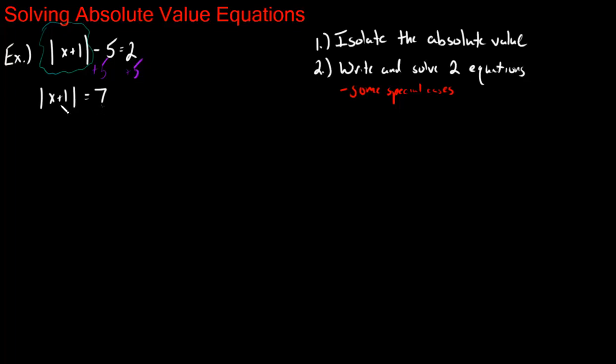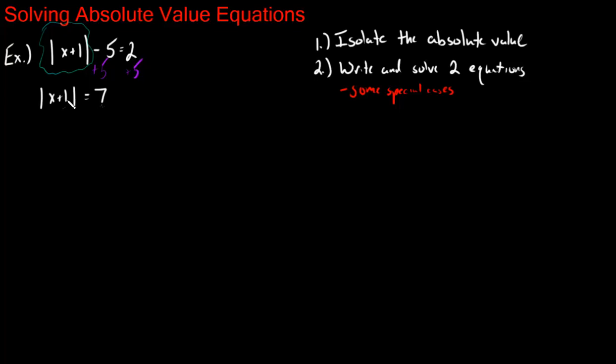I know it's plus 1 in here, but we actually use the opposite sign. So what this is saying is what number or numbers are 7 away from negative 1 on the number line. And that's why the absolute value always spits out a positive value. It's measuring a distance, and a distance cannot be negative.